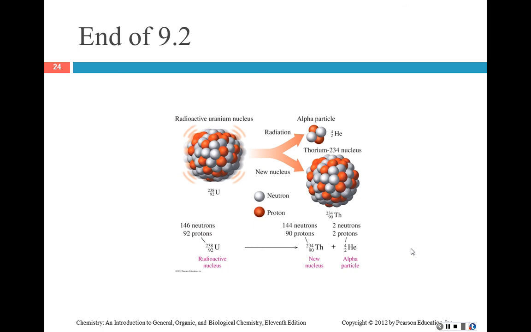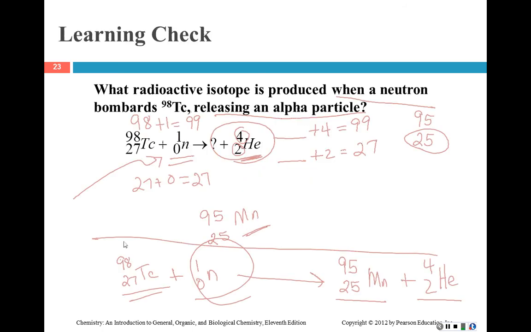I know I kind of butchered that a little bit, but just remember that when you get an equation like this, just look at it and see what we were going to have to figure out. So 98 plus 1 and 27 plus 0, and over here 4 plus whatever and 2 plus whatever, they've got to equal the same number when you're balancing these.